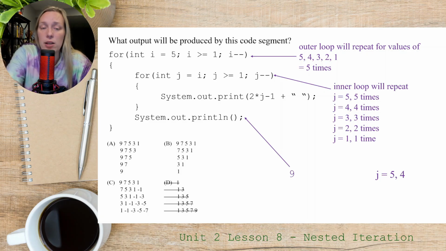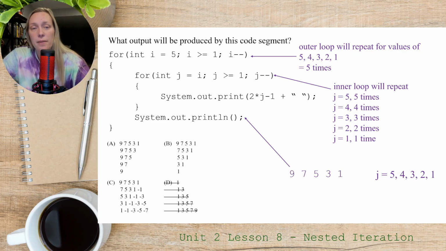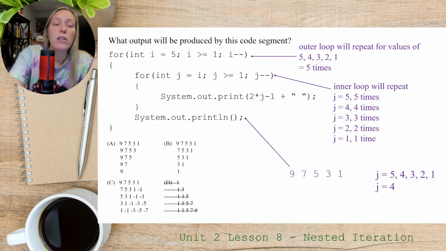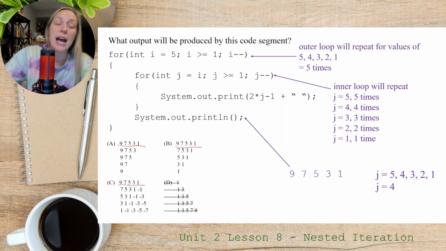Then j becomes 4, j loses 1. So when j is 4, 2 times 4 is 8, minus 1 is 7. When j is 3, 2 times 3 is 6, minus 1 is 5. When j is 2, 2 times 2 is 4, minus 1 is 3. And when j is 1, 2 times 1 is 2, minus 1 is 1. That's my inner loop when j starts off as 5. I repeat 5 times, and then I print a new line. So all of the choices I have left have 9, 7, 5, 3, 1 as the first line.